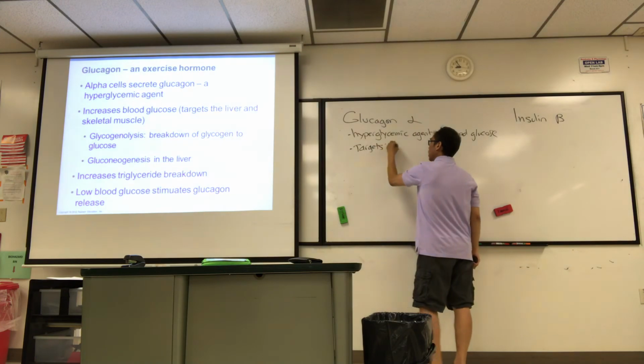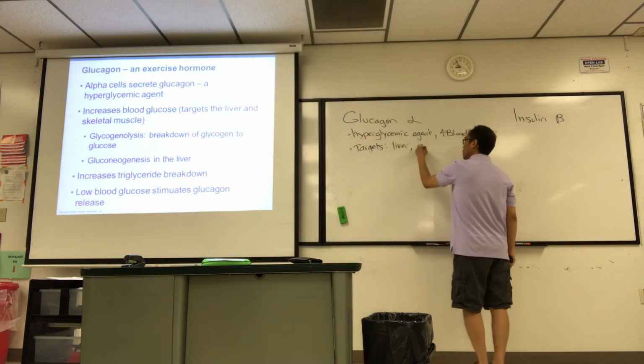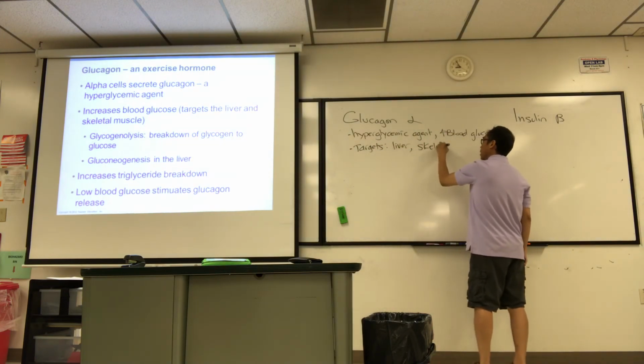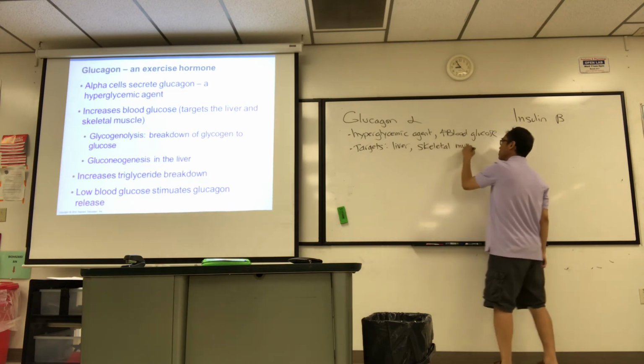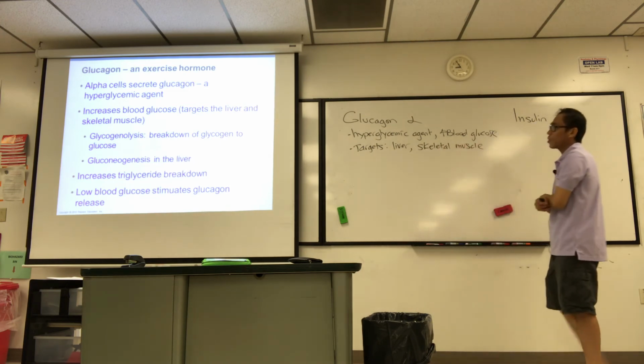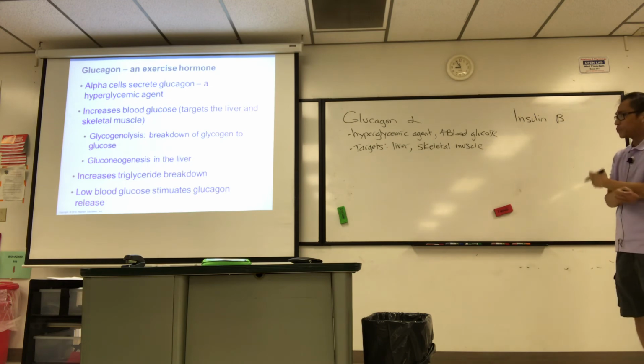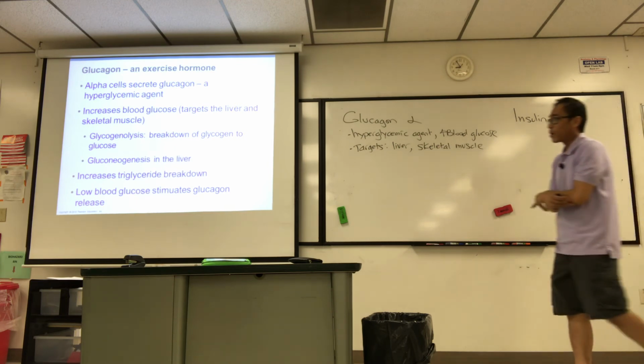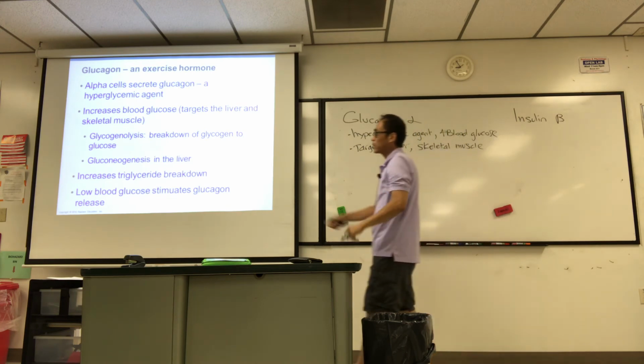Targets: liver, skeletal muscle. I call it the exercise hormone because that's pretty much when you want to liberate the glucose from the glycogen and get it into the bloodstream to the working muscles during a workout. So activity level is important.